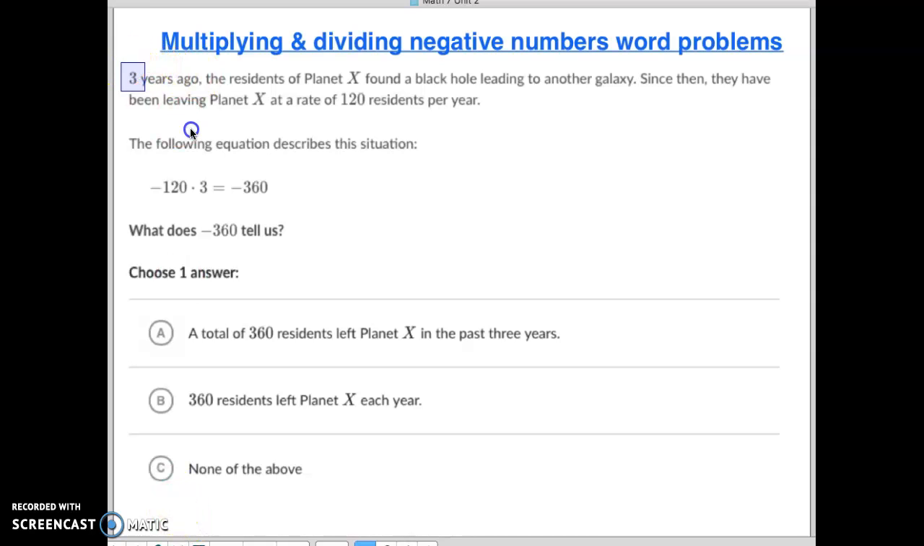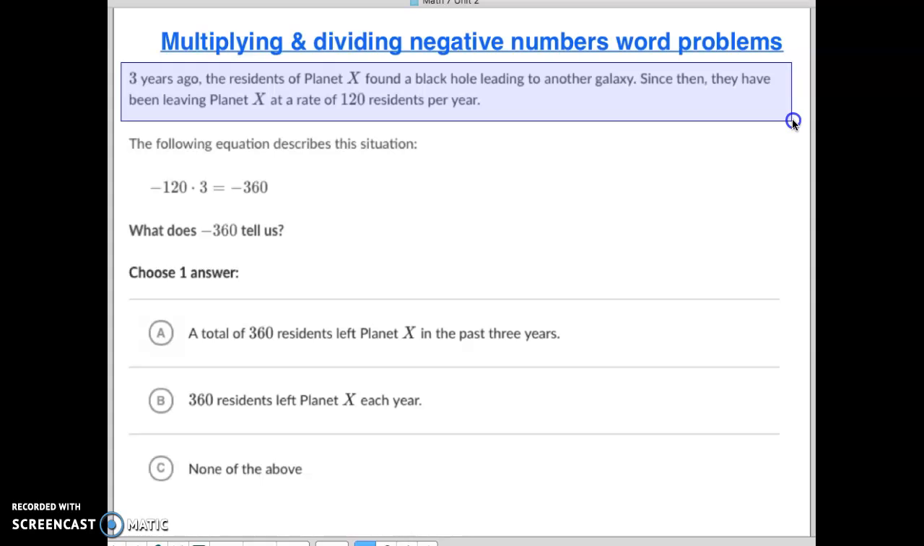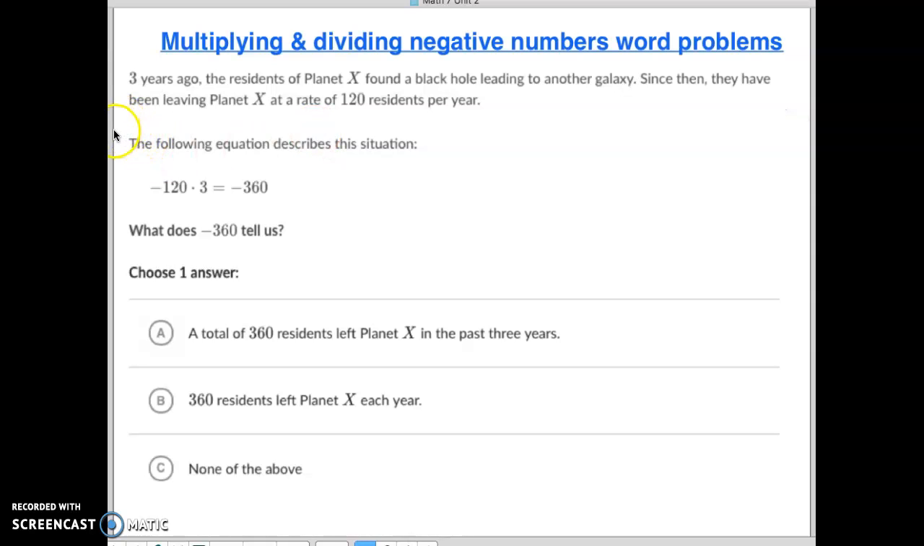All right, I'm starting right up here. 3 years ago, the residents of planet X found a black hole leading to another galaxy. Since then, they have been leaving the planet at a rate of 120 residents per year. So 120 people leave per year. And they've been doing this for 3 years. So they have an equation right here that describes it, where 120 people over 3 years have left for a total of 360 people.